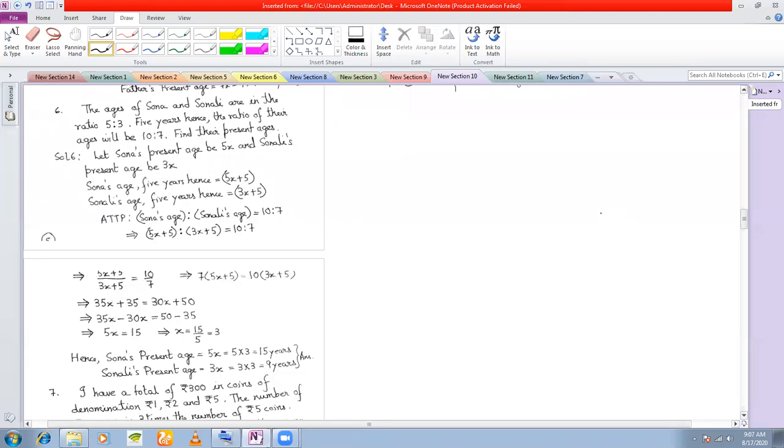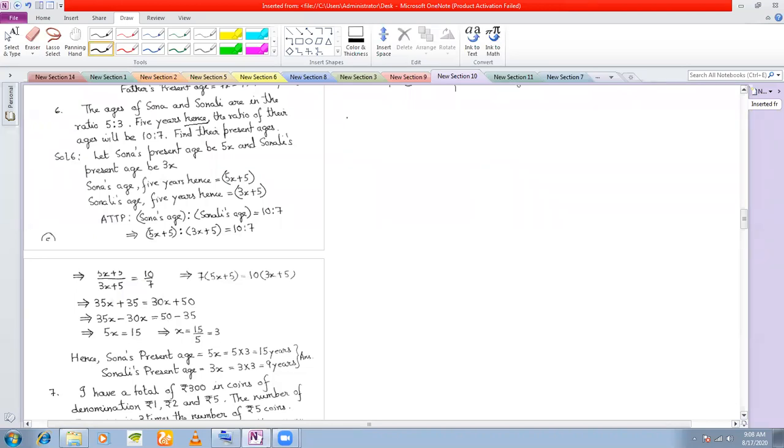5 years hence. What do you mean by 5 years hence? What does the word hence mean? Hence here means 5 years from now, in future. The ratio of the ages will be 10 is to 7. So after 5 years, the ratio changes from 5 is to 3 to 10 is to 7. The question is, find their present ages.